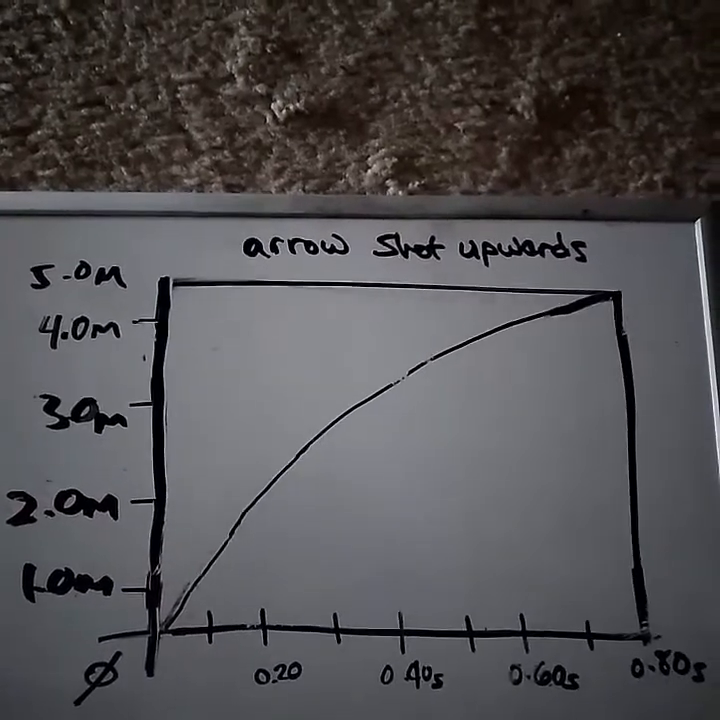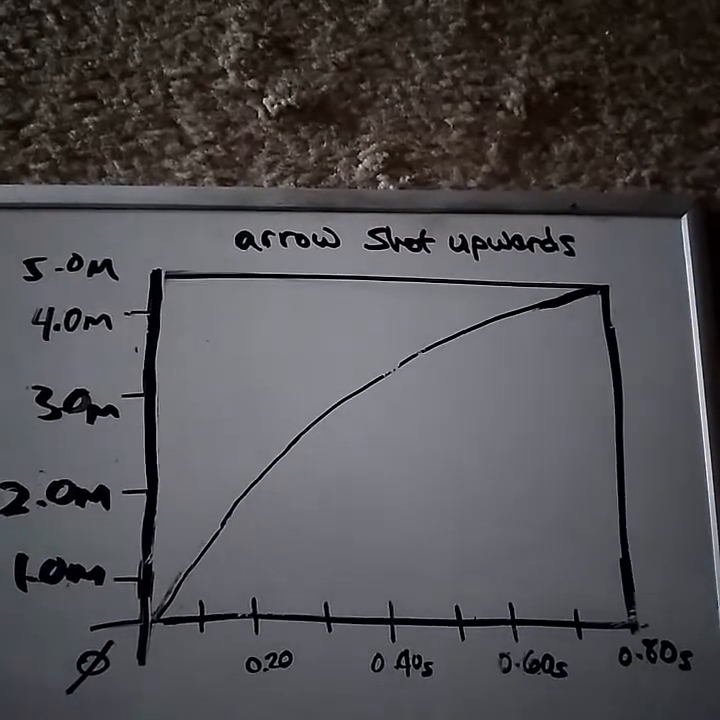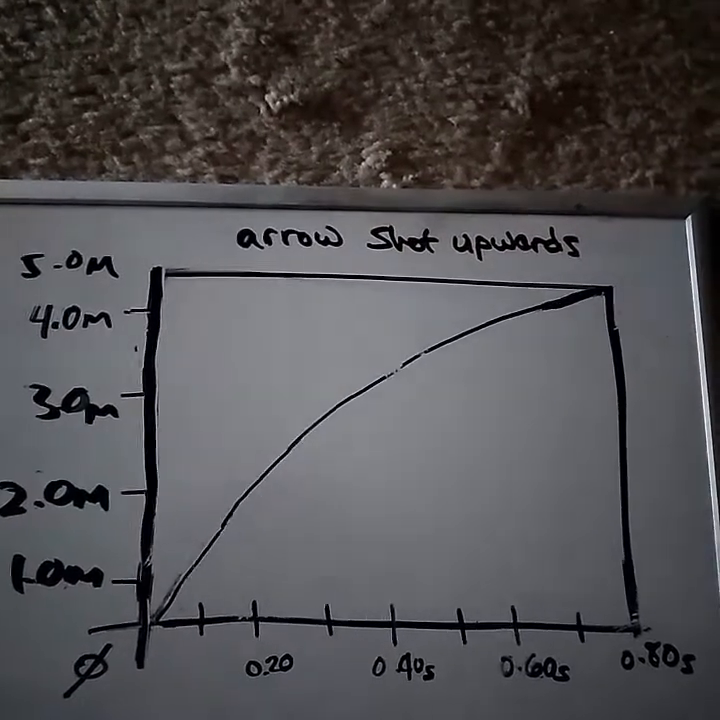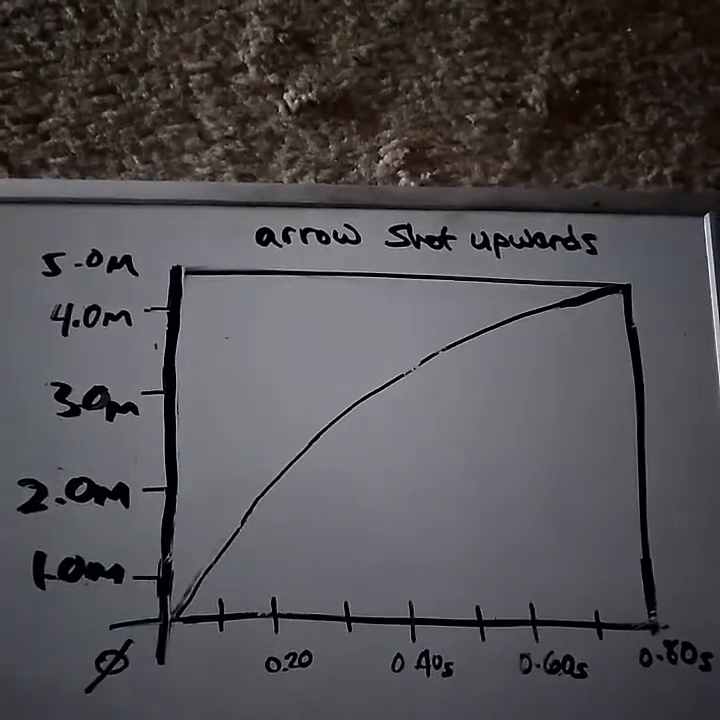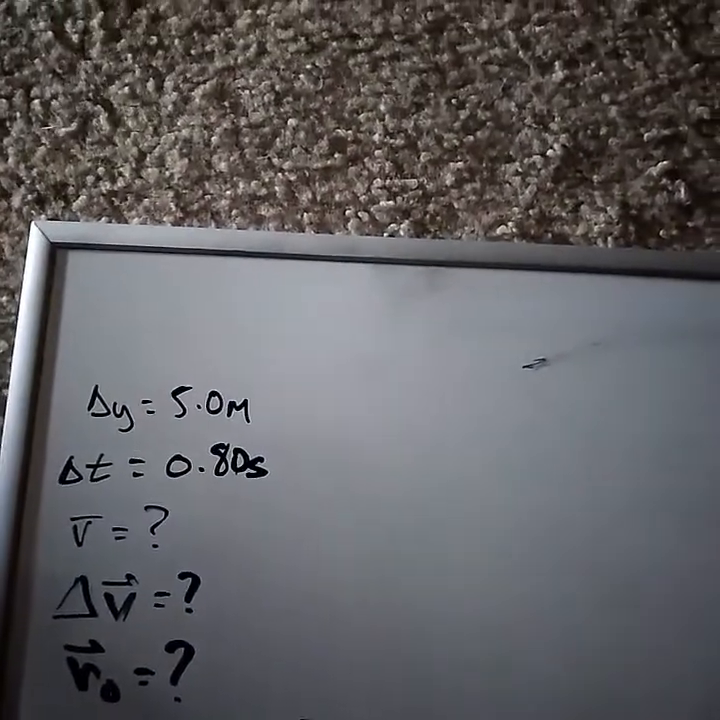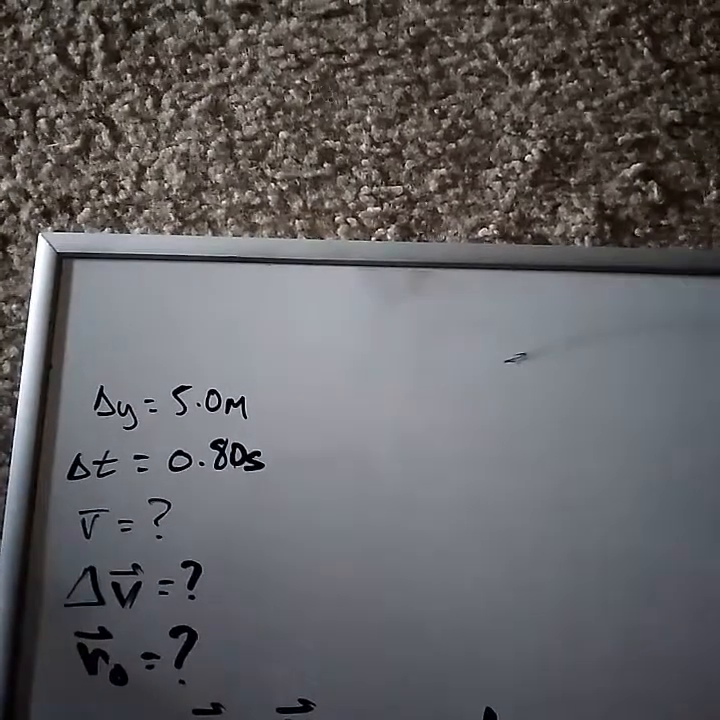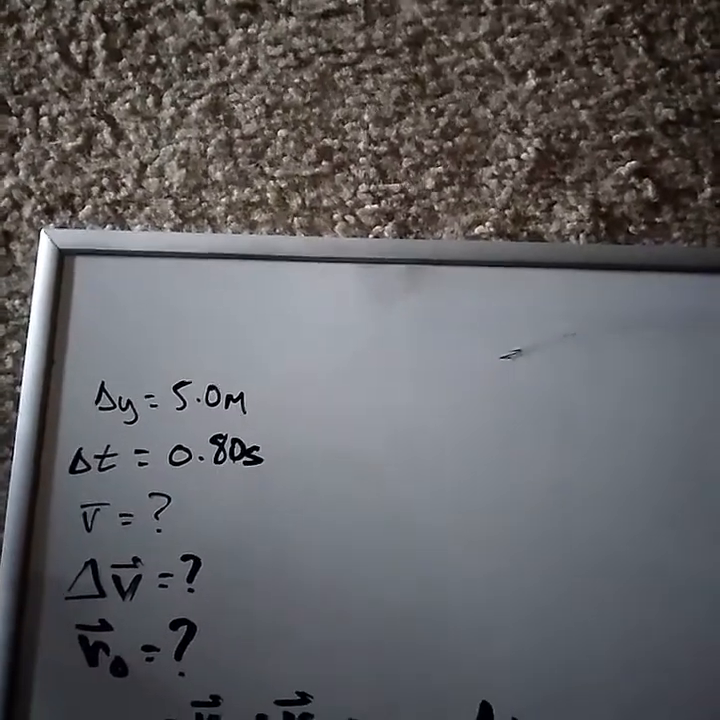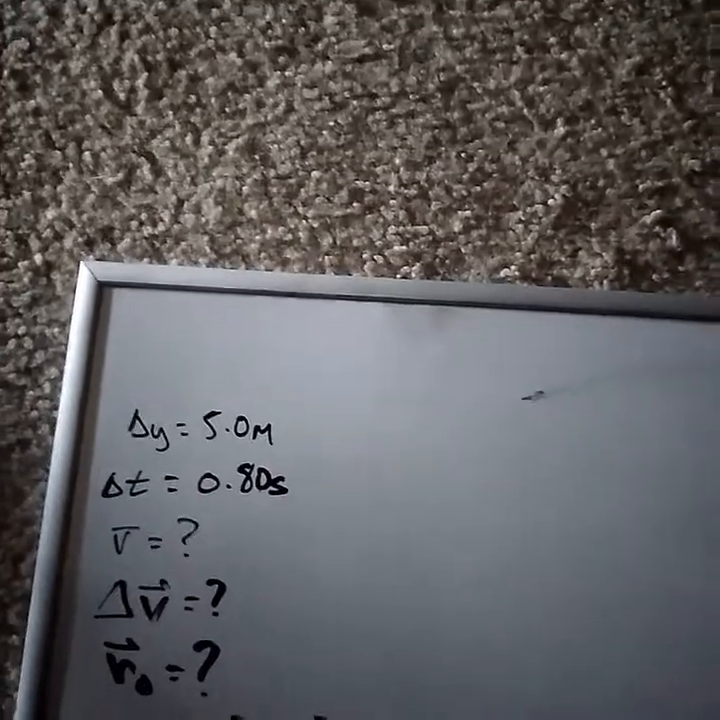Okay, so the first thing that we're going to do is write down all the information that's given to us. Then we're going to write down what we want to solve for and see if we can see anything that we can use from this. So we have here our change in the y position is 5 meters. Our time duration is 0.8 seconds. We are asked to solve for average velocity, change in velocity, and initial velocity.